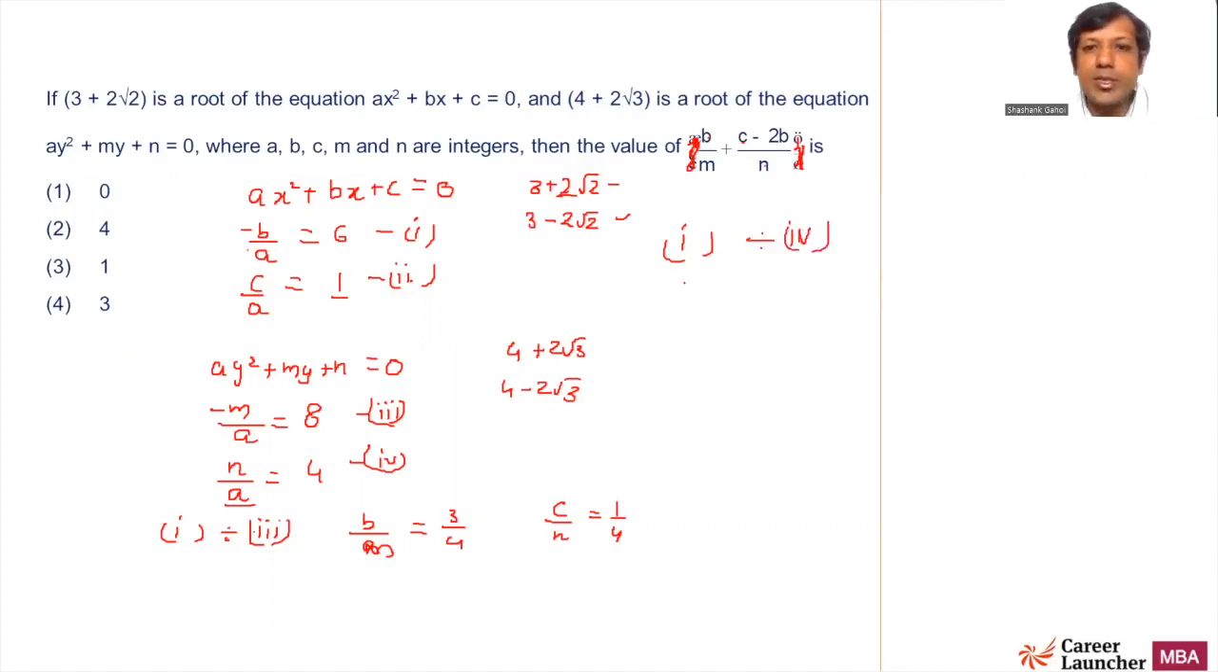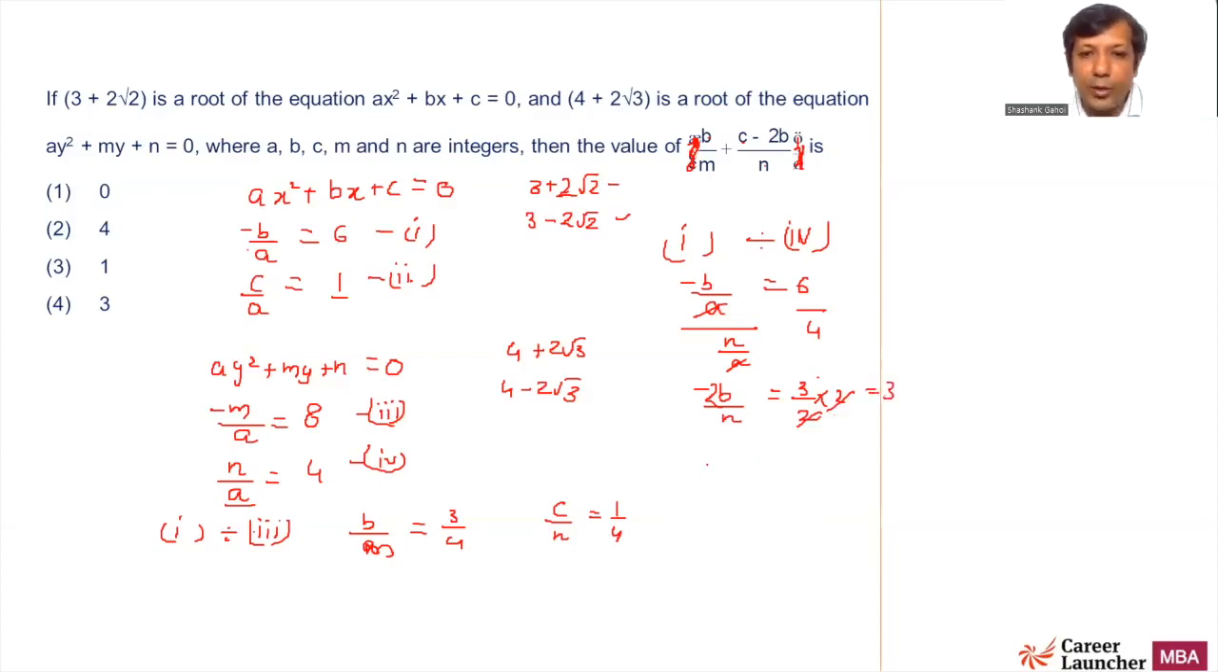So first equation is minus b upon a. That's 6 upon n upon a. That's 4. So this comes out to be, a gets cancelled out, minus b upon n comes out to be 3 upon 2. Okay. Now if I multiply the whole thing by 2, I'm going to get 2b upon n. So this comes out to be 3.